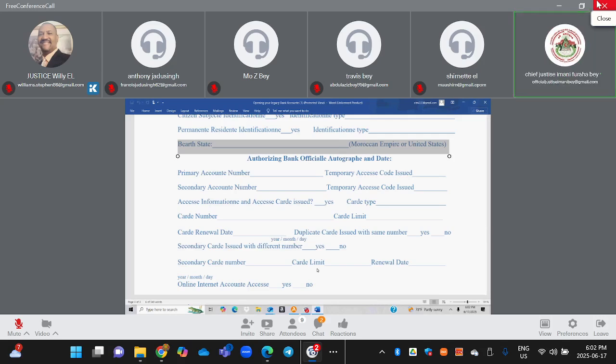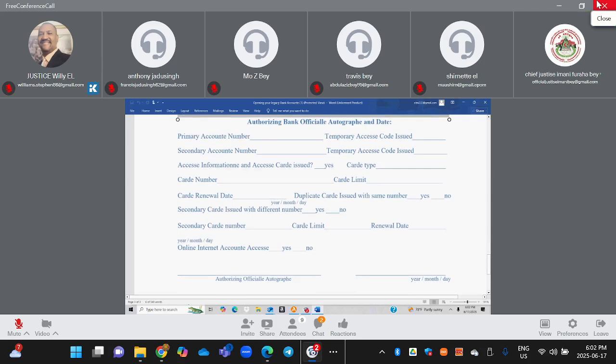It'll be tailored to your legacy account. And when they issue the card, I lost my train of thought about what I was just talking about. Oh yeah, the renewal date on the card. So when they issue you your card, then they'll have a renewal date for you to renew your card.